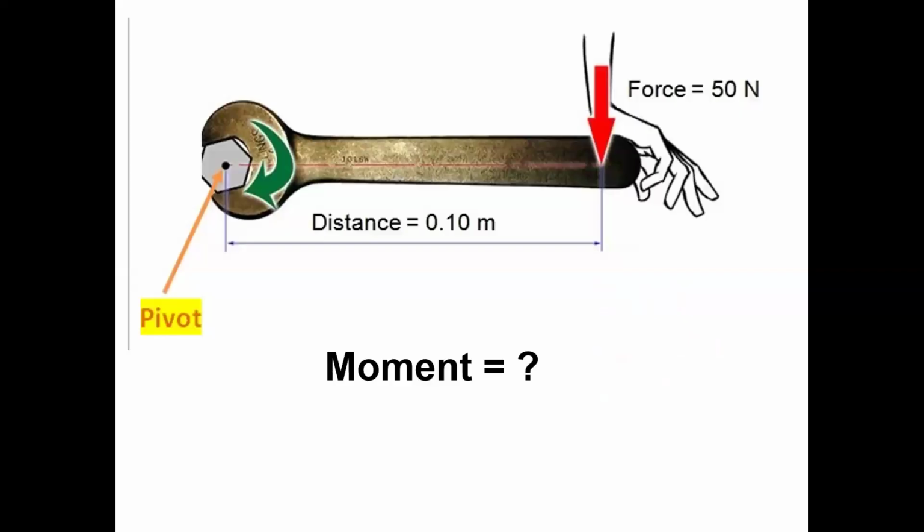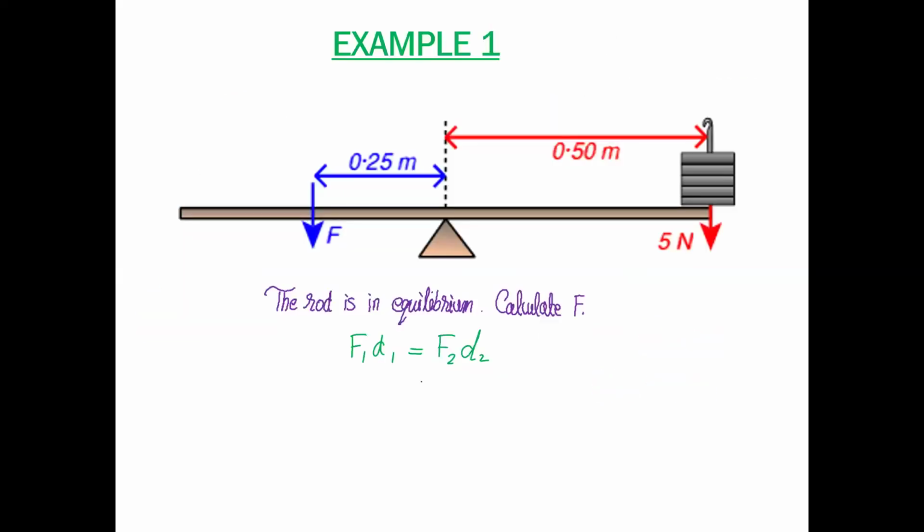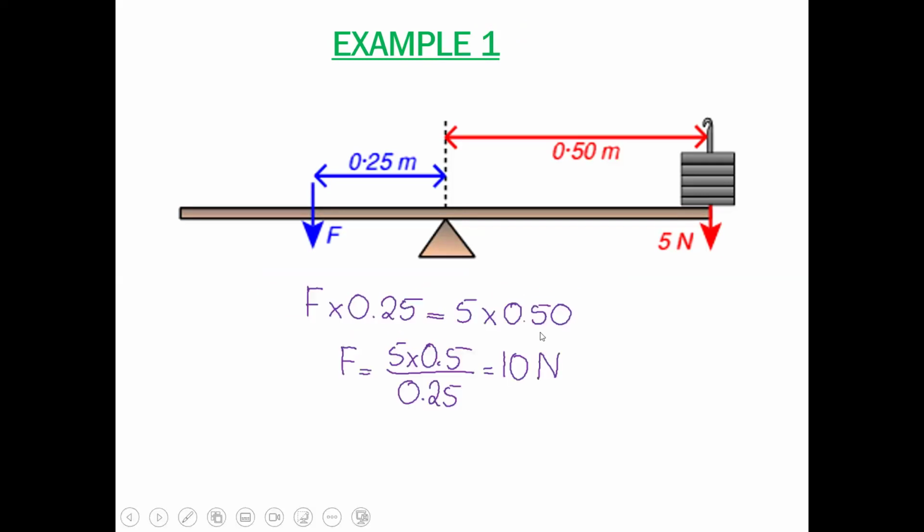Whenever you are calculating moment, you always have to multiply the force by the distance. And if the question says the system is in equilibrium, you have to apply F1 D1 is equal to F2 D2. And then you can do a simple calculation like this one.